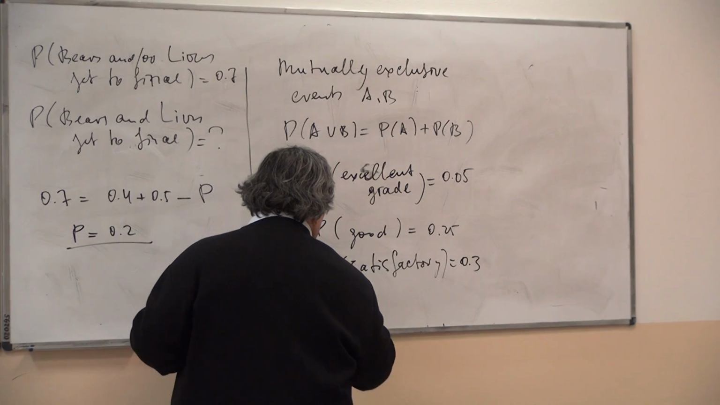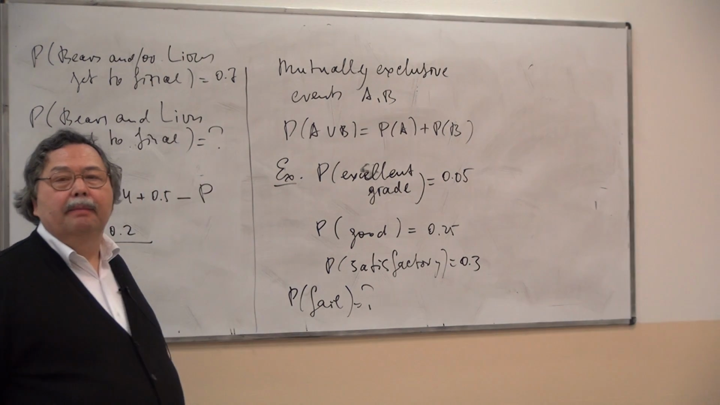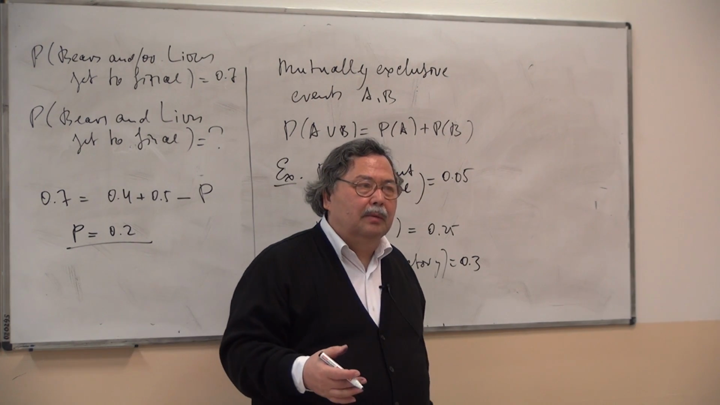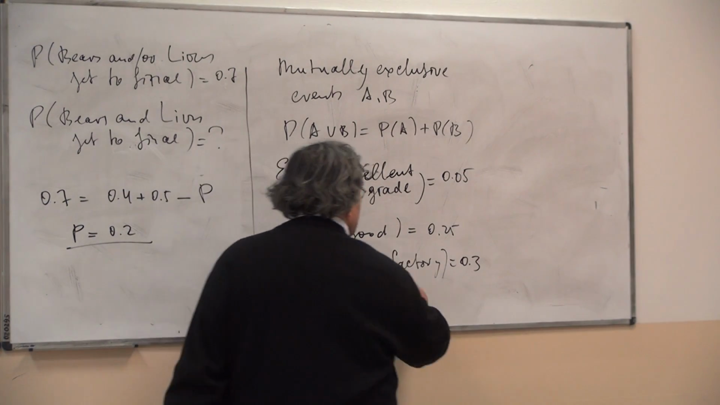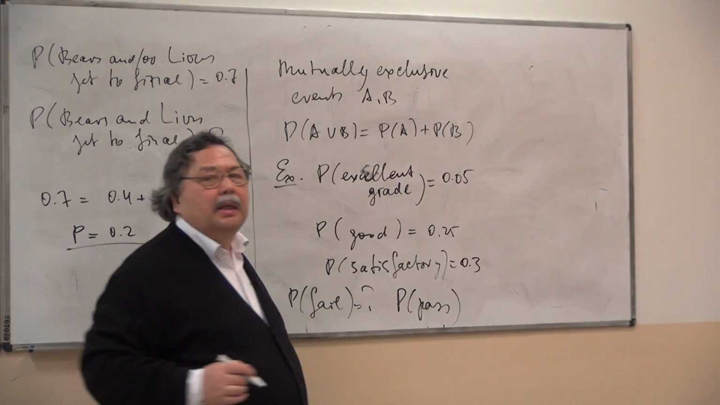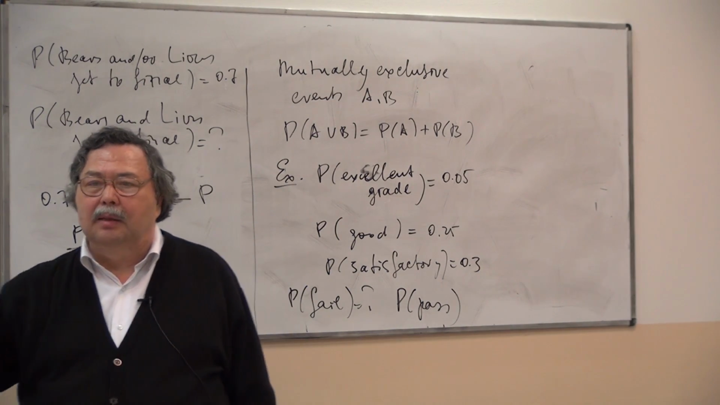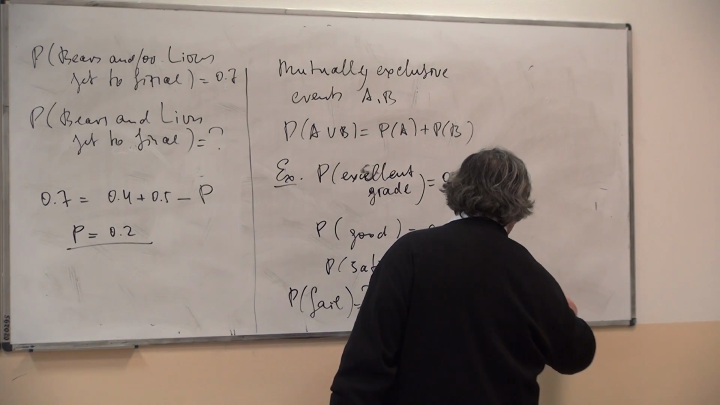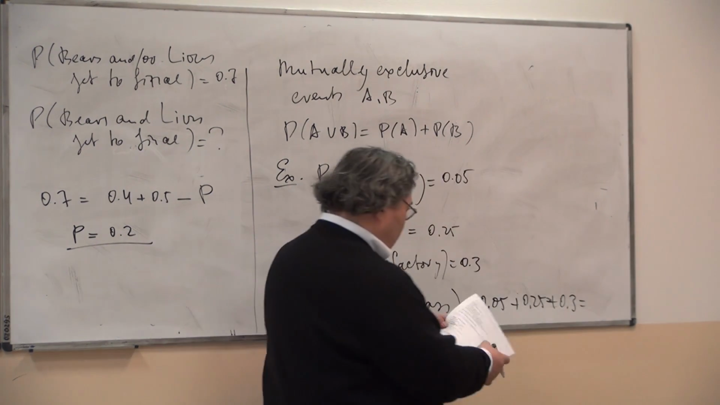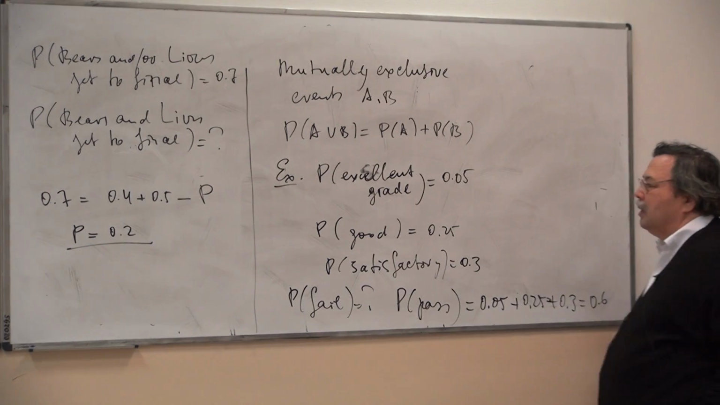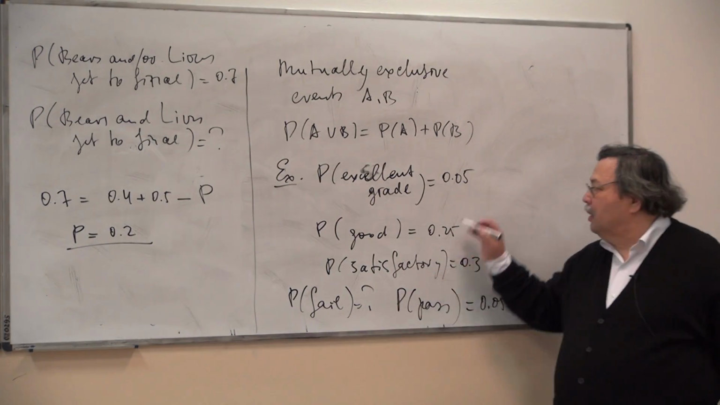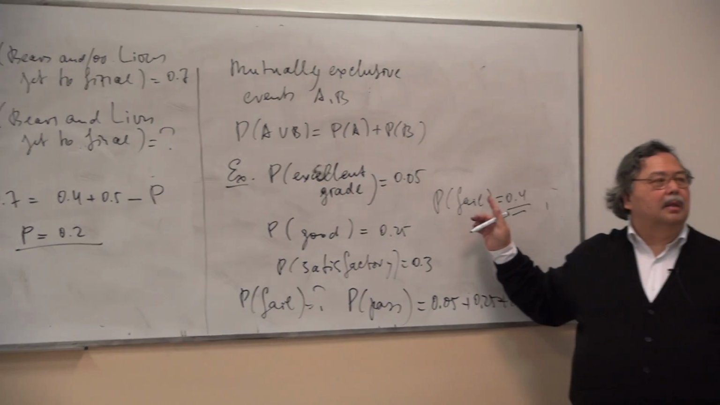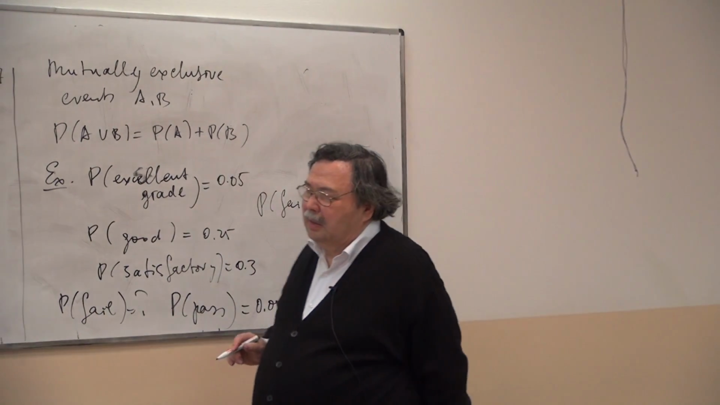Now the question is this: what's the probability that you fail? Okay. Well, first let's answer a different question. What's the probability that you do not fail? What's the probability that you pass? The probability that you pass is the sum of these three, because you pass when you get a satisfactory grade, a good grade, or an excellent grade. And this is the sum of these three plus 0.3, and they add up to 0.6. And now we can easily answer this question. The probability that you fail is this. Well, by the way, this is a very realistic number, because roughly 40% of my students fail this exam.